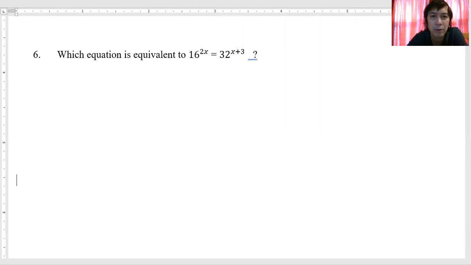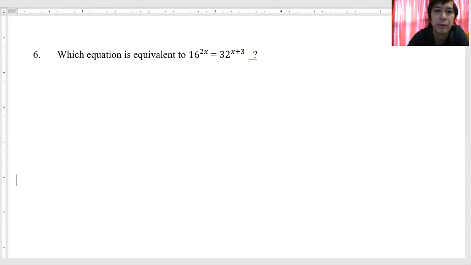Okay, which equation is equivalent to 16 to the 2x equals 32 raised to the x plus 3? If you're asked to find the equivalent of this, then we shall find an expression similar to the given. Now this is base 16 and base 32. This can be expressed using powers of 2.